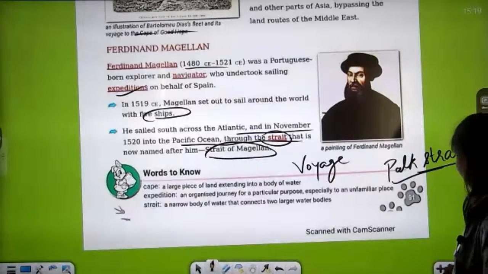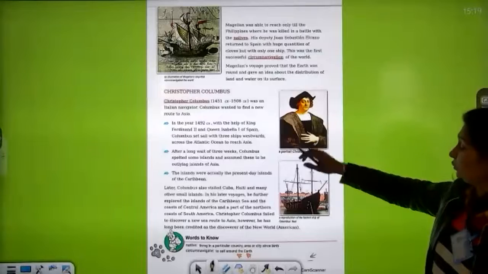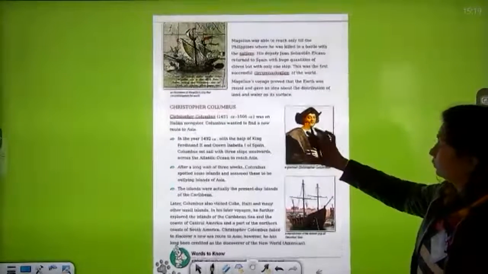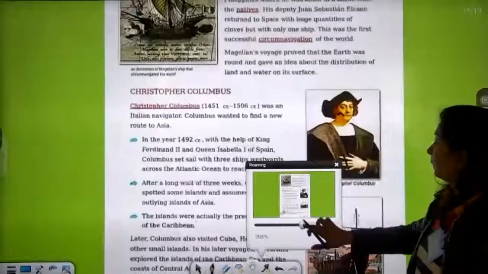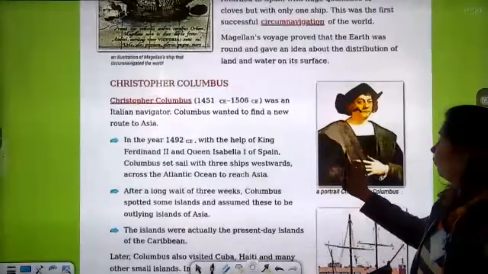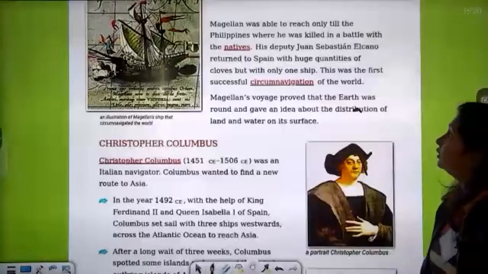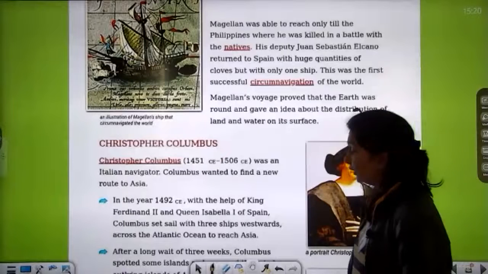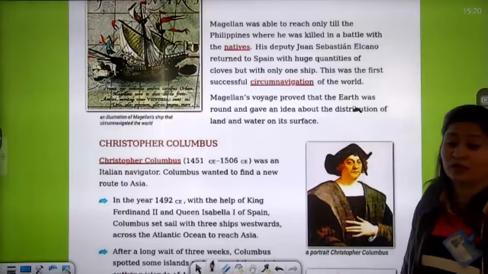Now next, Magellan was able to reach only till the Philippines, where he was killed in a battle with the natives. Magellan could reach up to the Philippines only, where he was killed by natives.